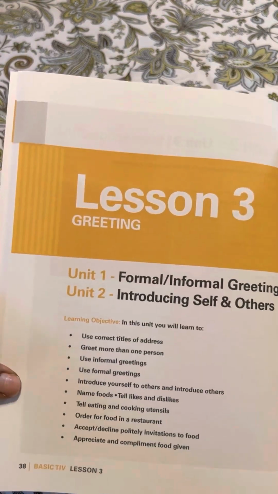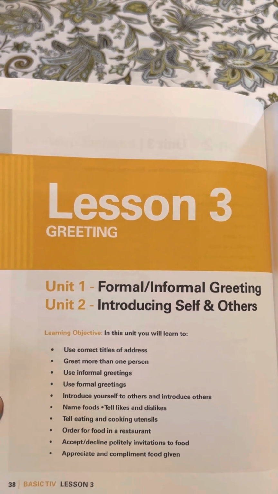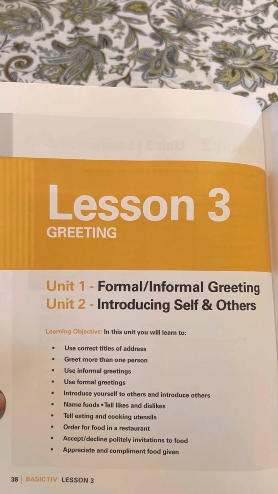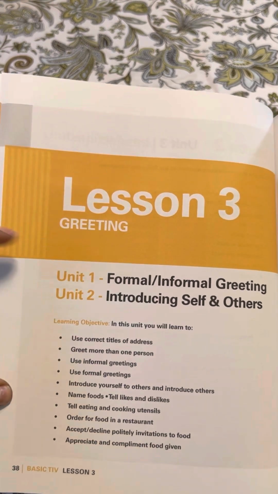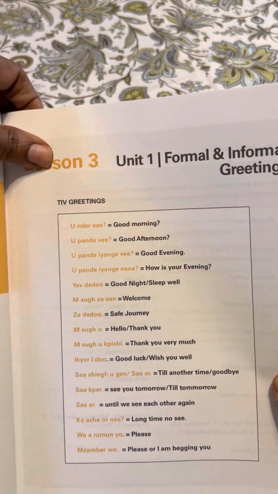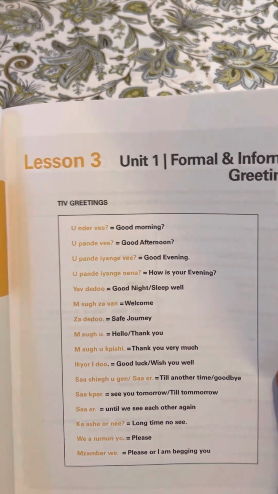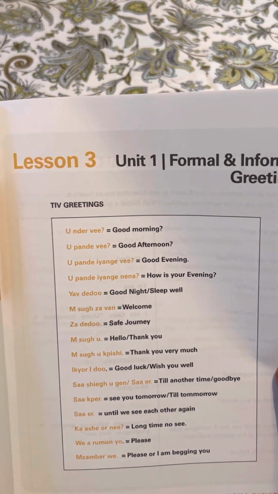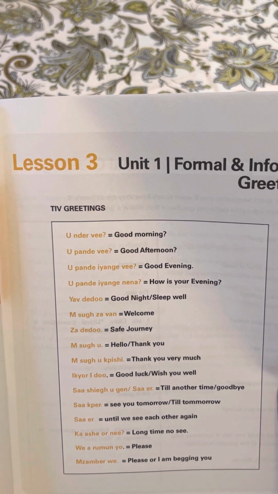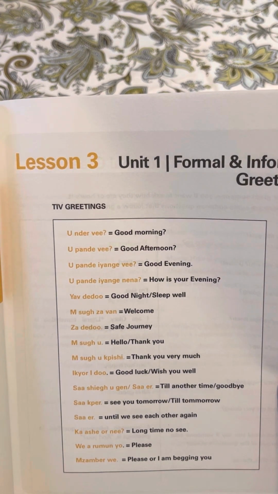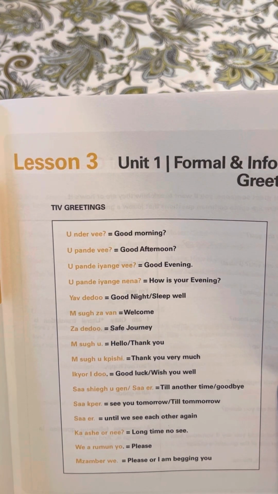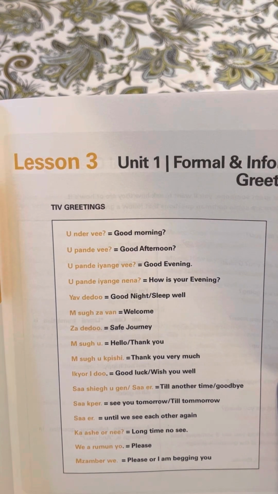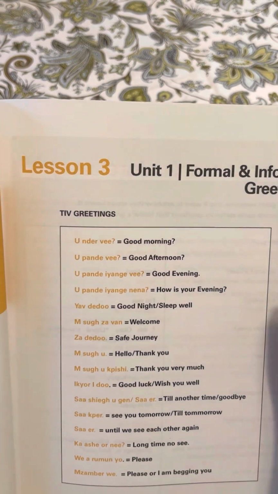Lesson 3 is about formal and informal greetings, and introducing yourself. This gives you your learning objective, and then it starts over here. It gives you the Tiv and then the English greetings. Undeve means good morning. Upandeve means good afternoon. You basically just go through all the different greetings.